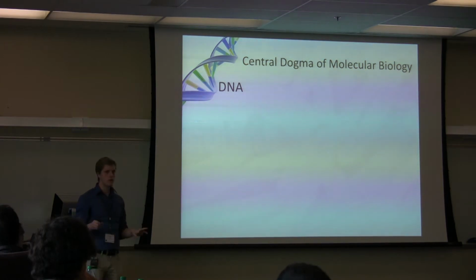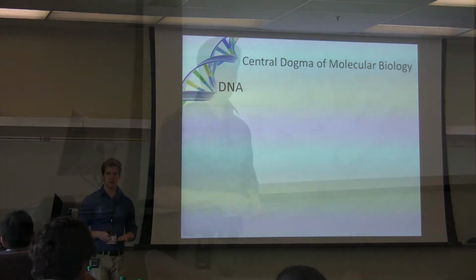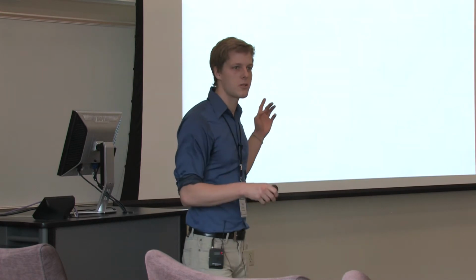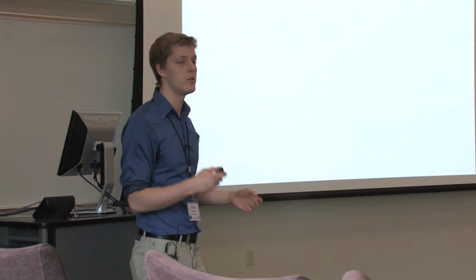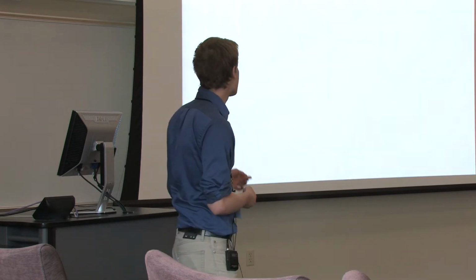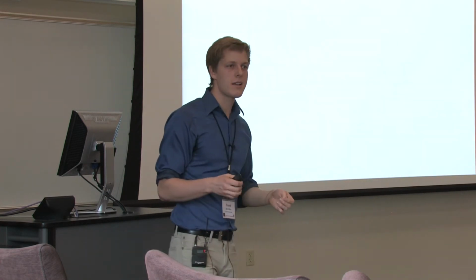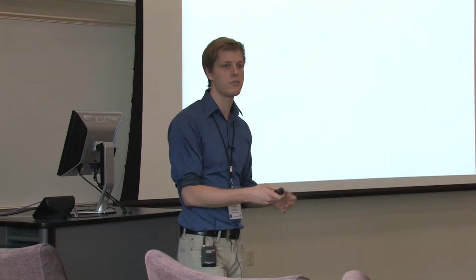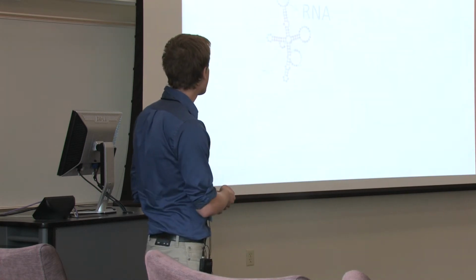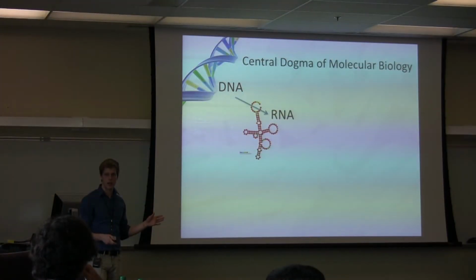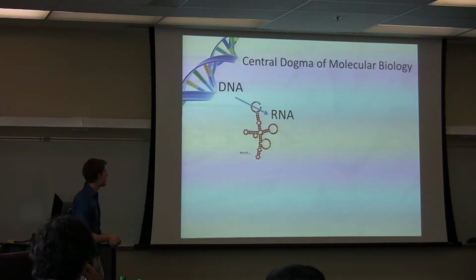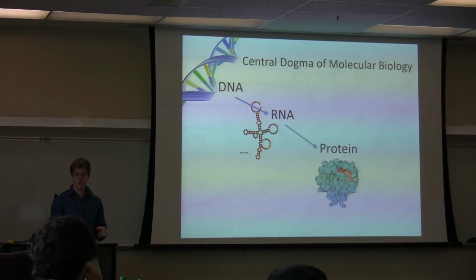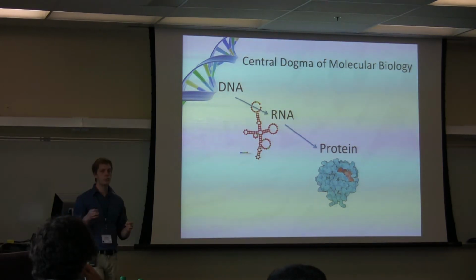So for those of you who aren't familiar with the central dogma of molecular biology, this term was coined by Francis Crick, who discovered DNA back in the late 50s. It's basically the process by which we take DNA, we interpret the information that it represents, and generate some sort of biological function. The way that this happens is that DNA is transcribed into this molecule called RNA, and that molecule in turn is functionally able to be translated into proteins. And so proteins are the functional molecules in biological systems.